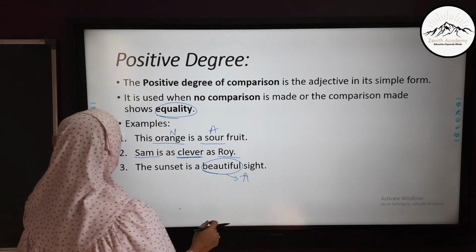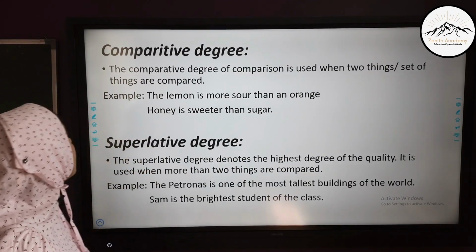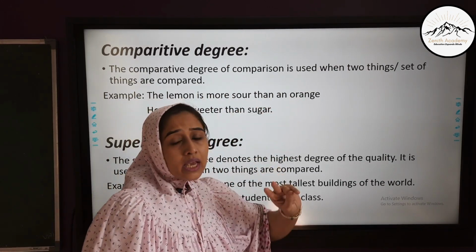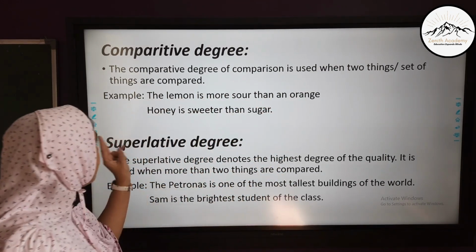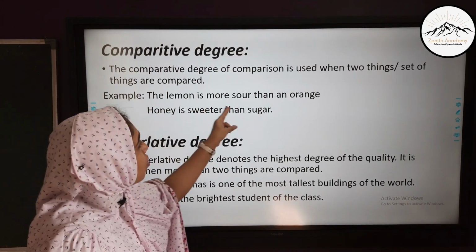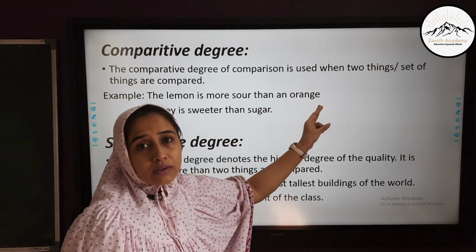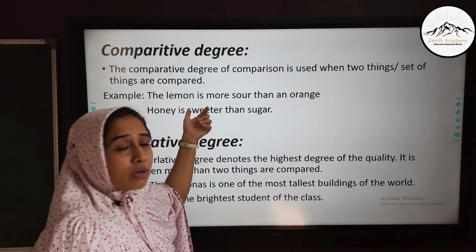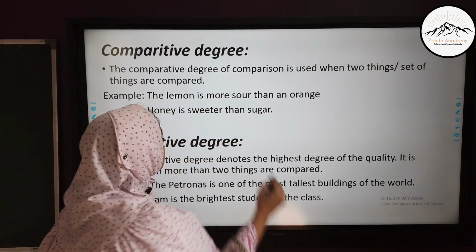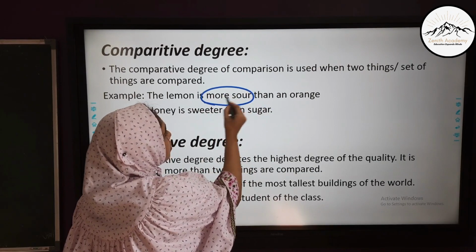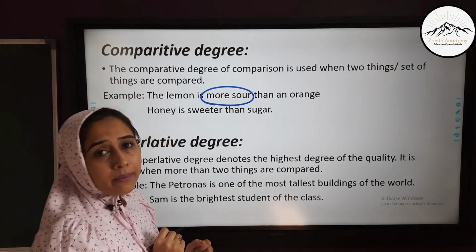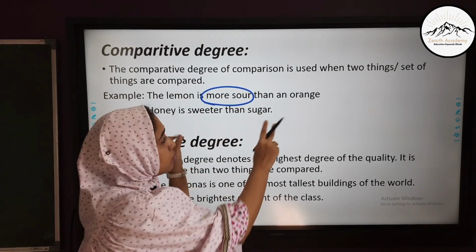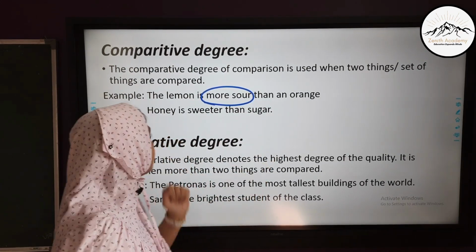Let's move ahead. Comparative degree. The comparative degree of comparison is used when two things or two sets of things are compared. The lemon is more sour than an orange. So the quality of the lemon being more sour than the orange, here more sour is used. So this becomes the comparative degree. Always when you use the comparative degree, there are two nouns, two sets of things, present in the sentence.